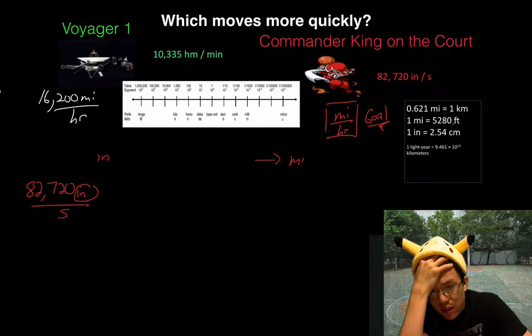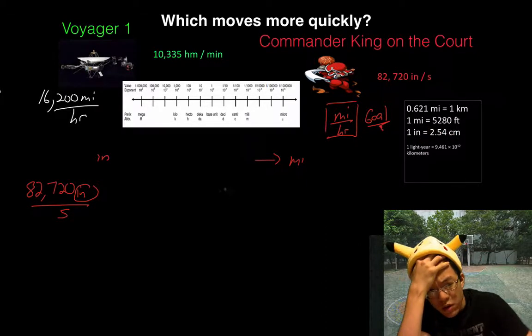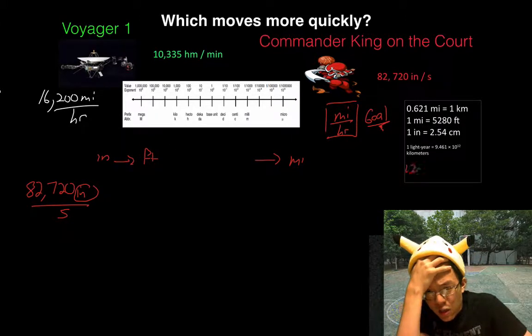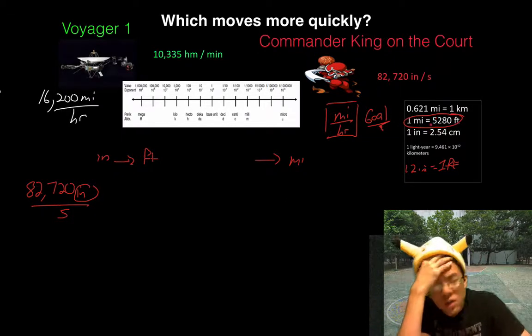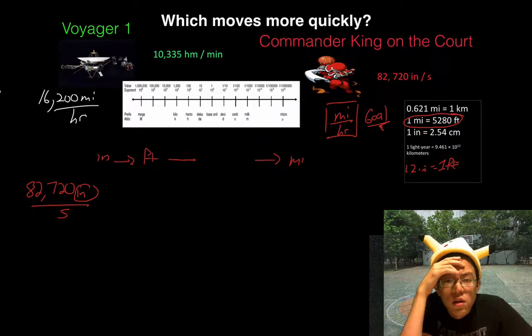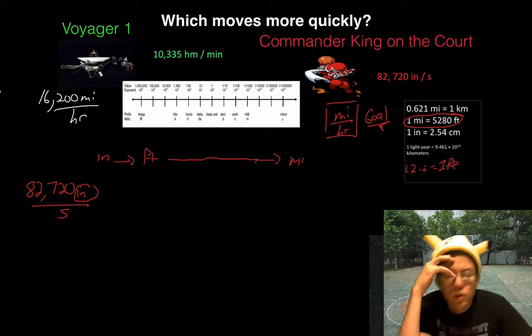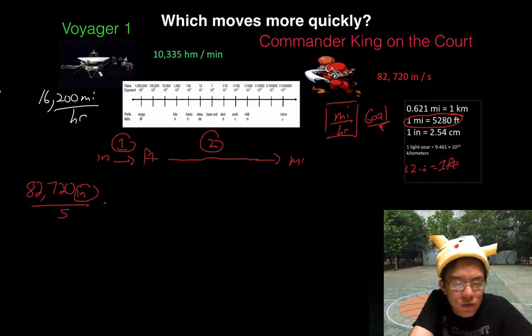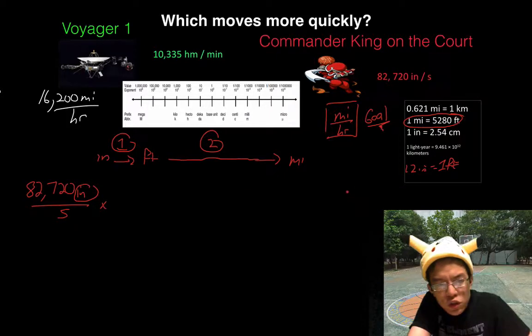I don't see anything here, but I do know that I can get from inches to feet. So I'm going to add one here. I'm going to say 12 inches are 1 foot. And then, oh, look here. I know in 1 mile there are 5,280 feet. So now I'm connected. My first step is going to go from inches to feet and then from feet to miles.